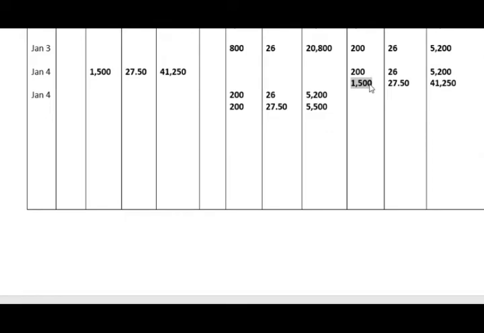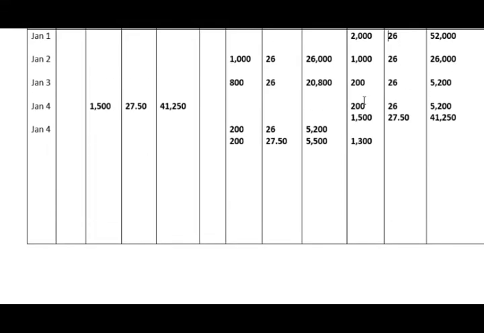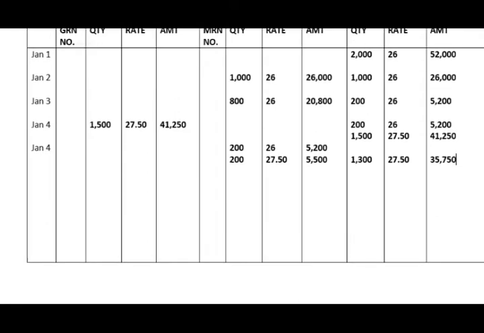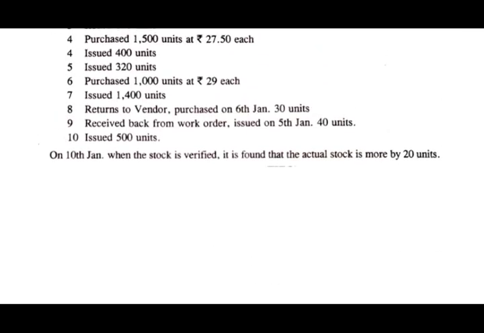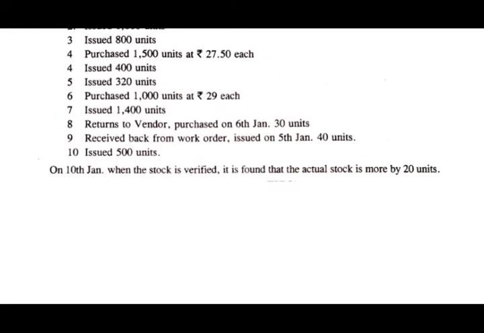And out of 1,500, we have already issued 200. So what is remaining? 1,300 is the balance. 1,300 units at the rate of 27.50. It amounts to 35,750.